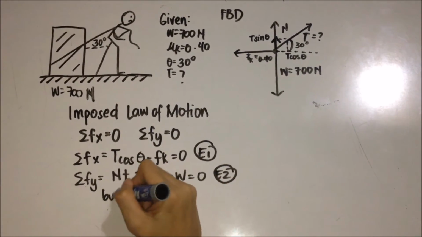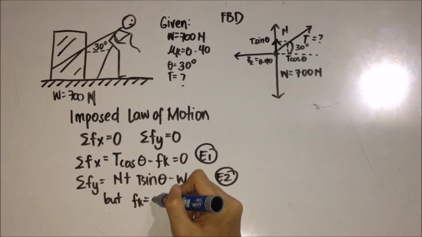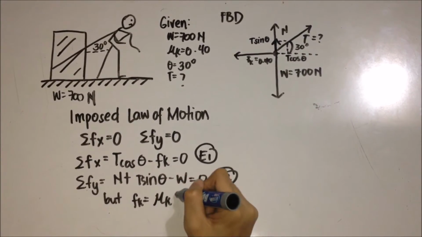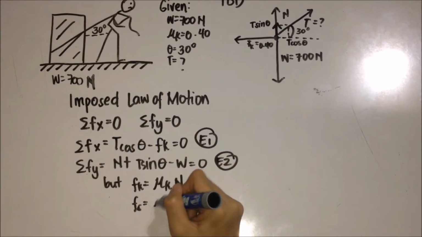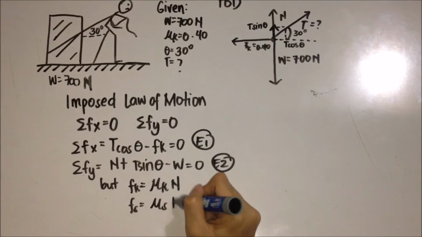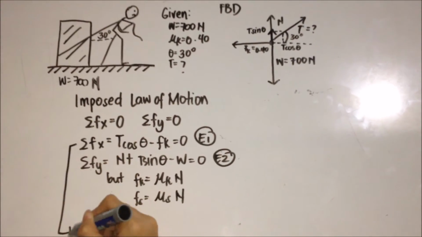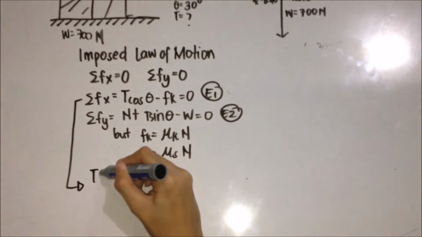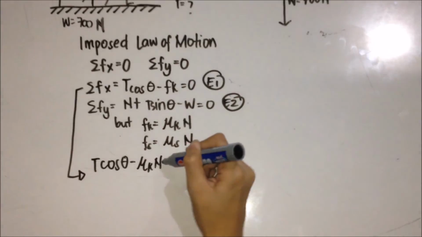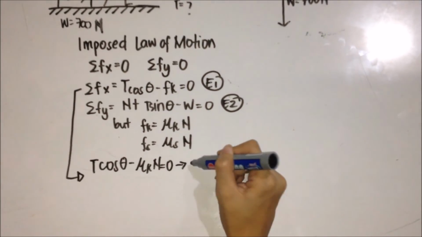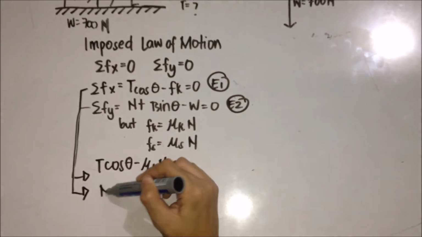From those equations, we can eliminate variables. We all know that the kinetic and static friction will be solved using the formula friction coefficient multiplied to our normal force N. From that fact, we can now move to the mathematics part. From our first equation, we may substitute the formula for kinetic friction, mu k times N. From our equation 2, transpose N to the other side to get its formula, weight minus T sine theta.